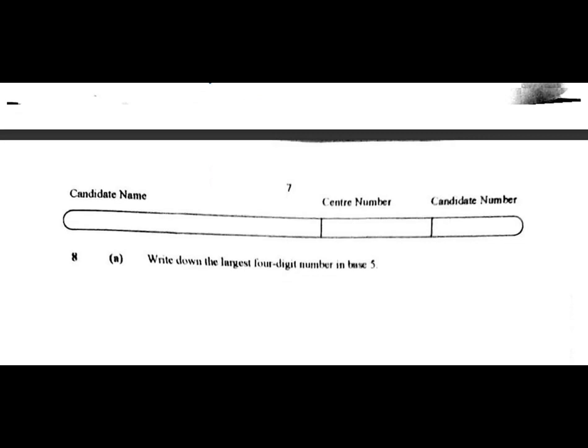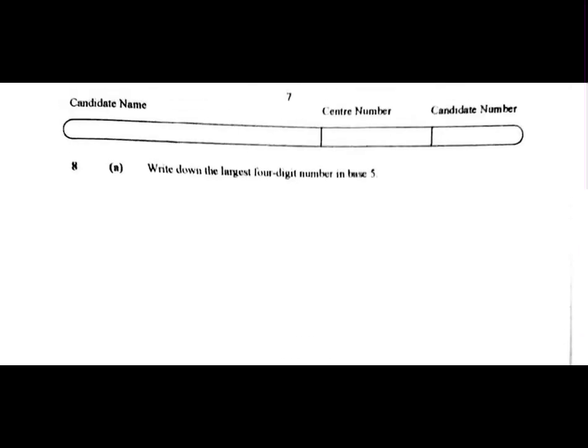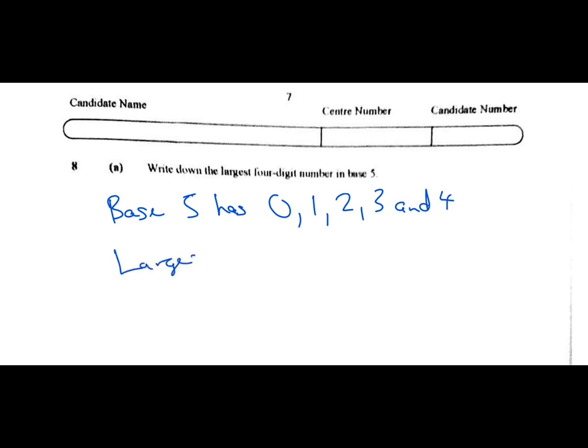Question 8, it reads, part A, write down the largest 4-digit number in base 5. By now you should know that the highest number in base 5 is 4, because all the numbers in base 5 go from 0 up to 4. So base 5 is 0, 1, 2, 3, and 4 is the highest number. So the number which would be largest would be 4, 4, 4, 4. Alright, 4, 4, 4, 4 base 5.